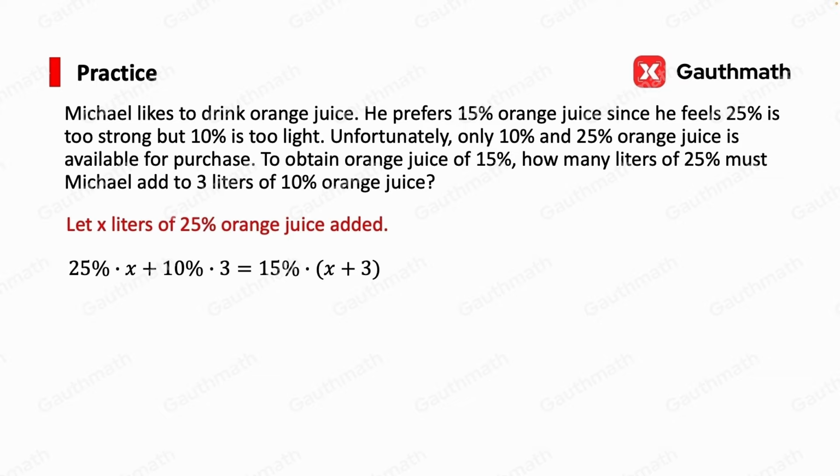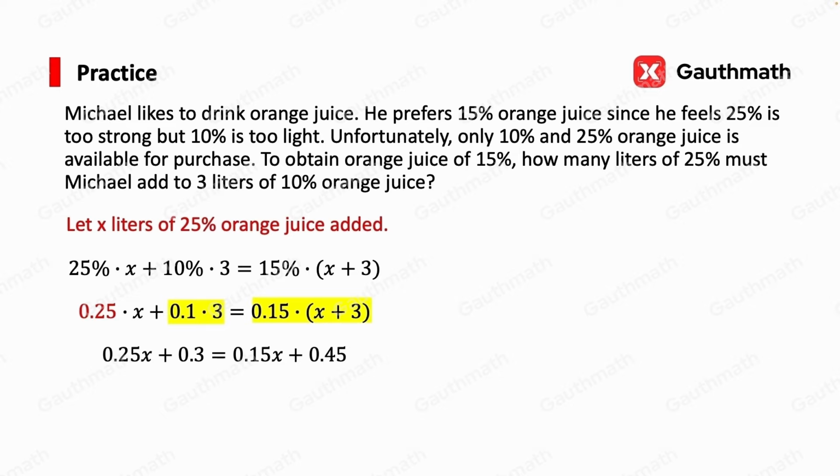On the left side of the equal sign, there are two parts, right? Since we see addition here. So 25% times X, that's the pure orange juice from the 25% liquid added. And then 10% times 3, that's the pure orange juice from the 3 liters of 10% orange juice. Okay, so this is an equation. And then we change percentages to decimals, and then distribute the 0.15 to the terms inside the parenthesis.